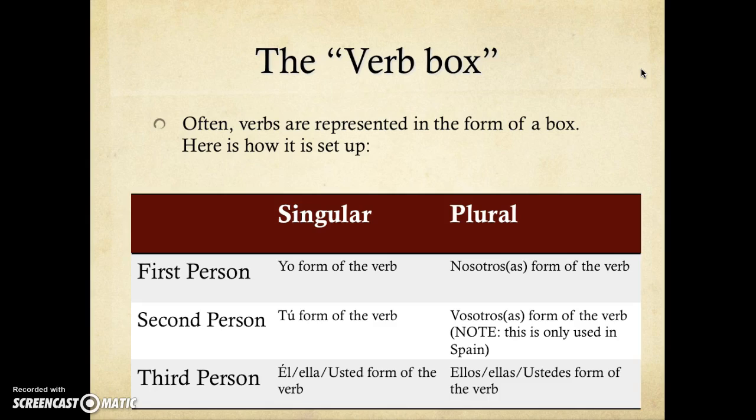You have two columns, singular and plural, and you have 3 rows within each column. You have the first person, singular, yo, the yo form of the verb, and you have first person plural, nosotros, and the nosotros form of the verb. You have the second person, singular, tú form of the verb, and the second person plural, vosotros form of the verb. Lastly, you have the third person singular, él, ella, usted form of the verb, and the third person plural, ellos, ellas, ustedes form of the verb.